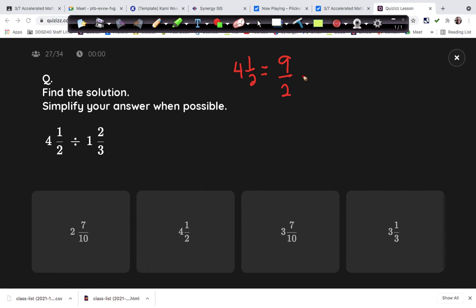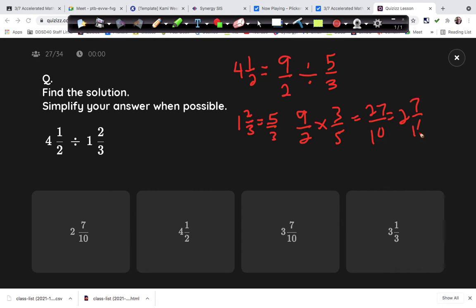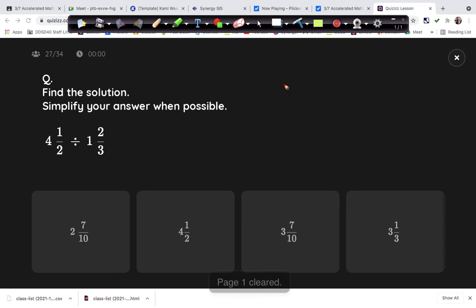9/2 divided by, and then we'll do 1 2/3. That's equal to 5/3. The reciprocal of 5/3 is 3/5. So this is 9/2 times 3/5. So that is 27/10, and that's 2 7/10. All right, so let's go to the next one that we did.